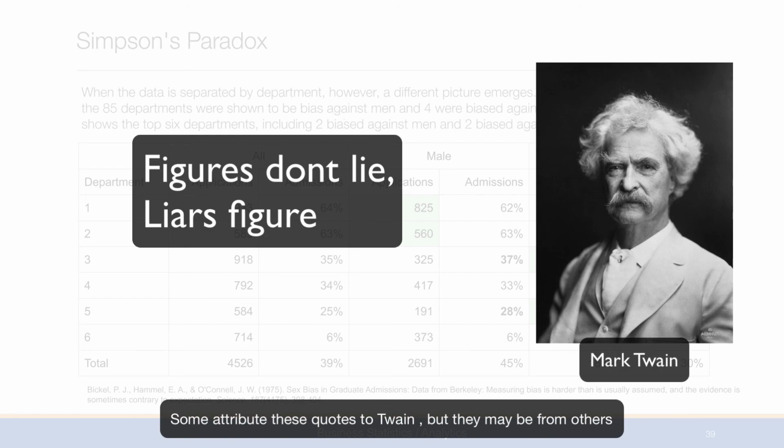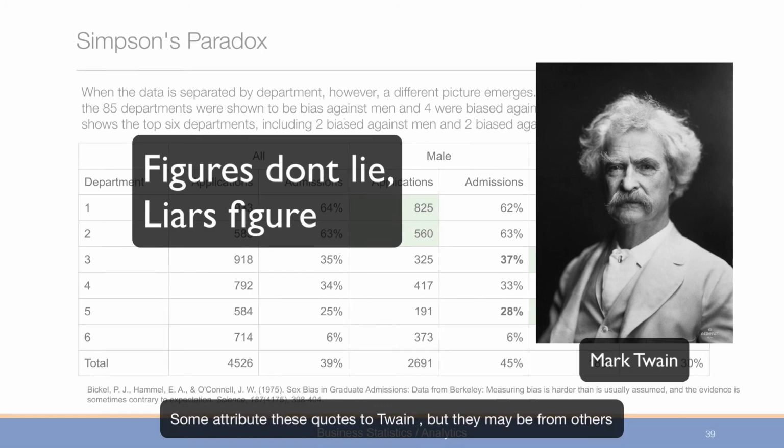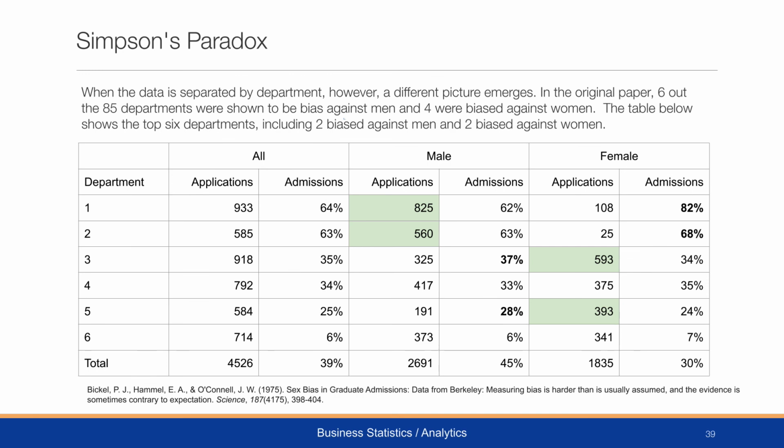We want to be careful about introducing our own biases or seeing something that we just want to see in our analysis. That is very, very dangerous. So we want to make sure that we're trying to do this with as unbiased an approach as possible.